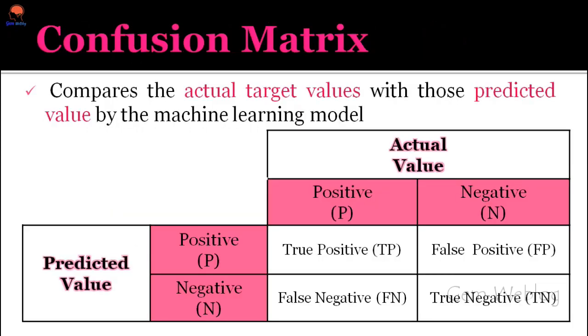What is the use of this confusion matrix? It is used to compare the actual target value which is available in the dataset with the predicted value which is determined by the machine learning model. Based on these, the confusion matrix will be filled.